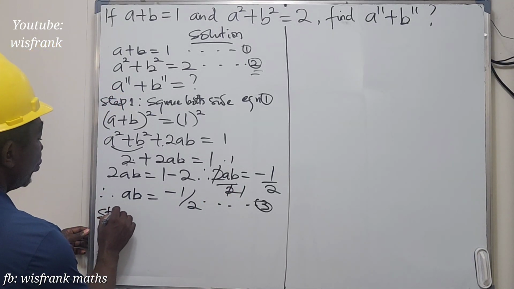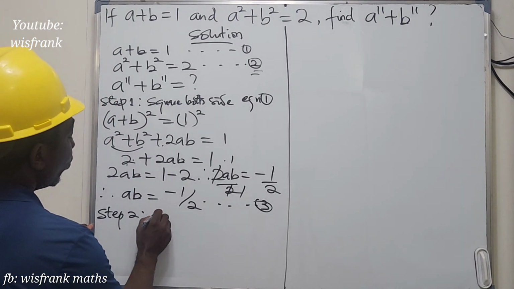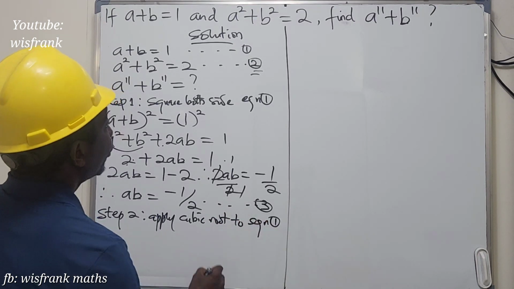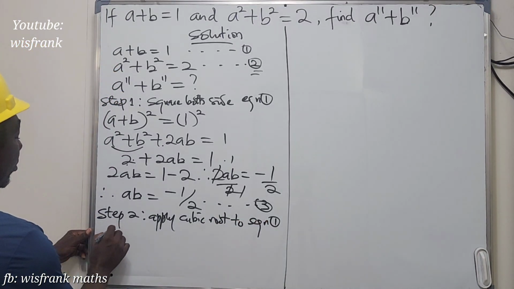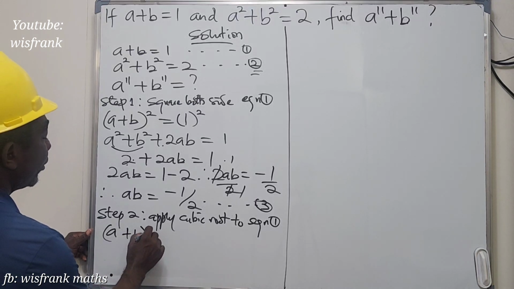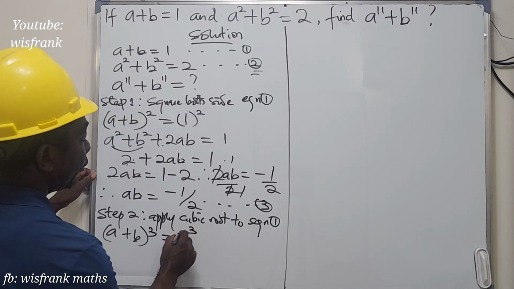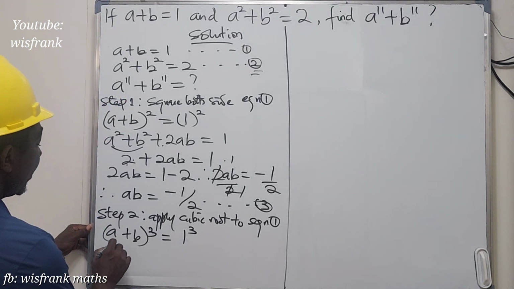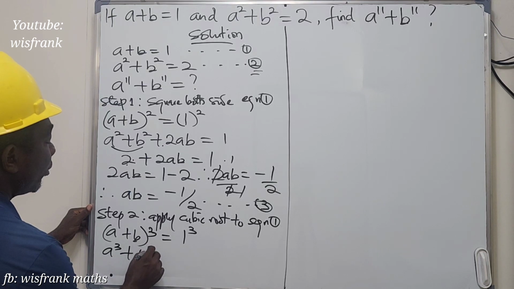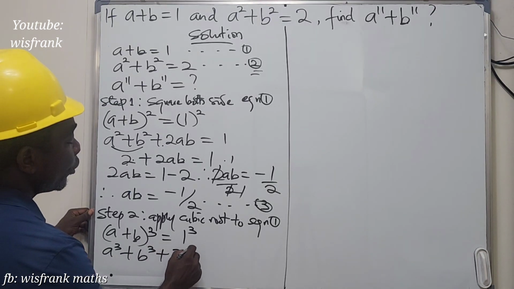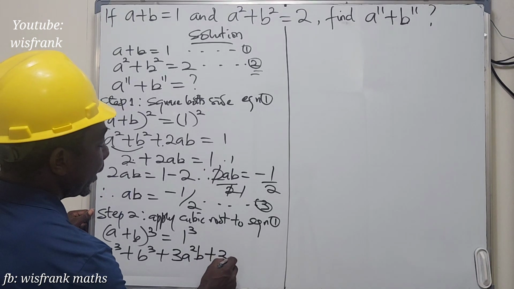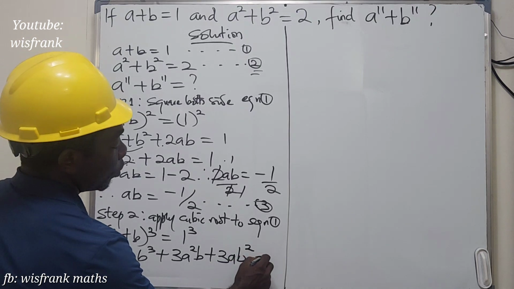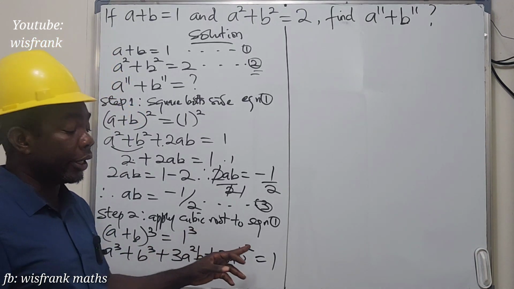At step 2, still from equation 1, we will cube equation 1. So it will become a plus b all to the power of 3 equals 1 to the power of 3. We all know that a plus b to the power of 3 is the same thing as a to the power of 3 plus b to the power of 3 plus 3a to the power of 2 times b plus 3a times b to the power of 2. So this is what it means. All equals 1 because 1 to the power of 3 is 1.